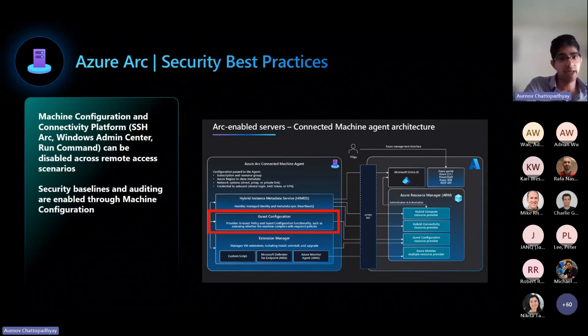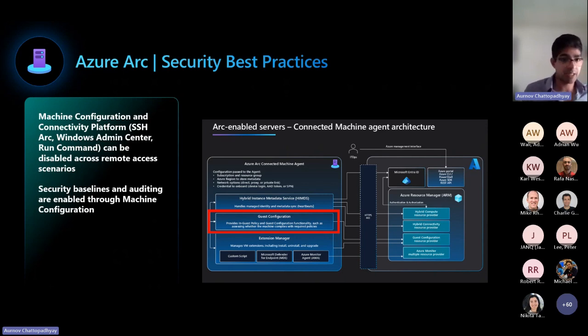Next, I want to talk a bit about the machine configuration piece and the connectivity platform as well. With the connectivity platform, with SSH Arc, Windows Admin Center, Run Command, there are a lot of robust server management capabilities that you get. But at the same time, sometimes these don't meet the organization's regulatory requirements, and you don't want to have these remote access capabilities enabled. So you can actually disable these.